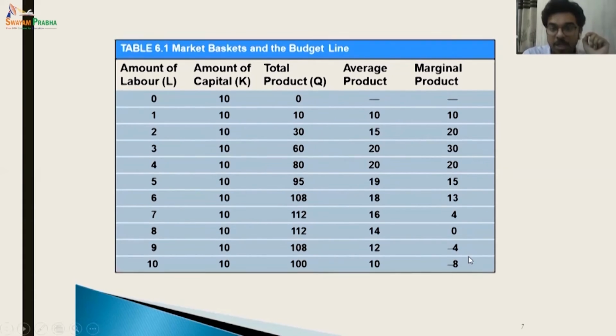And what do we observe? We observe that where total product is similar, even after increasing 1 extra labor force, total product is not changing. Then it is going to be 0. 112 minus 112, 0, divided by 8 minus 7. 8 minus 7 is 1. So 0 by 1 is 0. And then 108 minus 112 is minus 4, divided by 9 minus 8. Then 100 minus 108, minus 8, divided by 10 minus 9. And it starts falling faster.